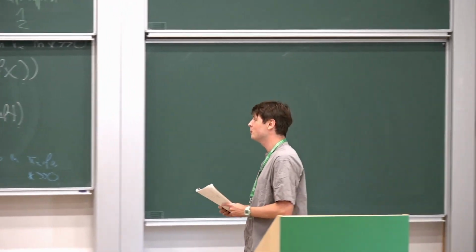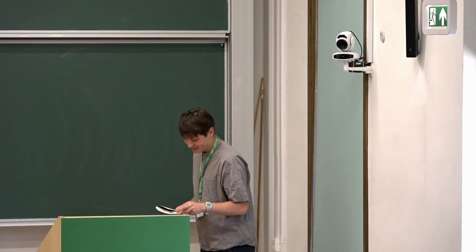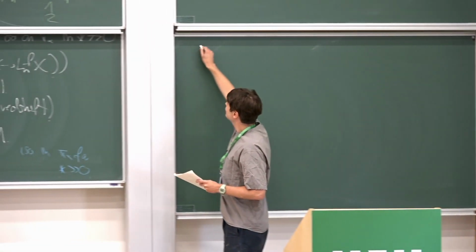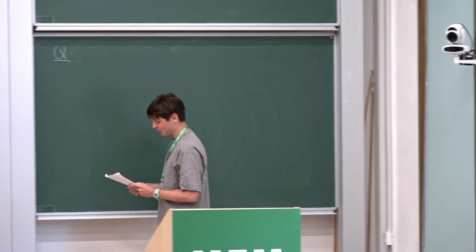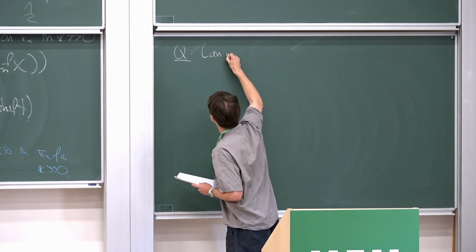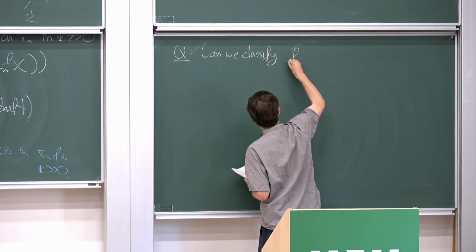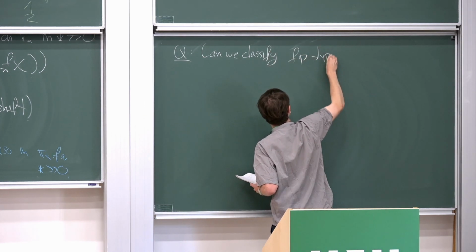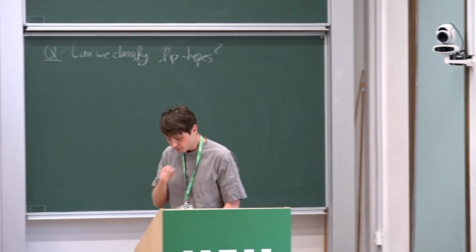To mention another talk from yesterday, I'm asking this question, but I will not answer it. It turns out to be difficult. I will say a bit, but it doesn't matter here. So, can we classify FP types? By which I mean spectra which are FP.